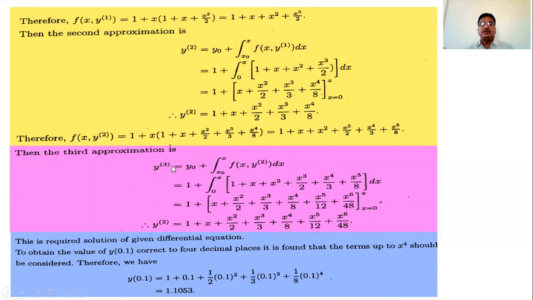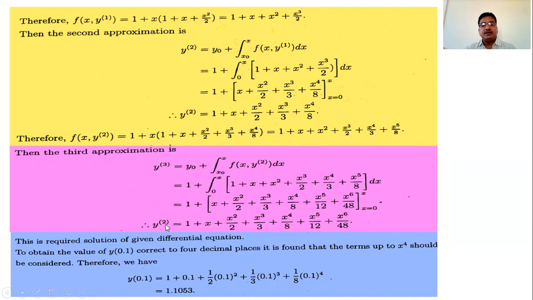If you have to find the third iteration, then find f(x,y2), because the formula for the third iteration is y3 equals y0 plus the integral from x0 to x of f(x,y2) dx. This f(x,y2) is 1 plus x into y2, where y2 is this. Substitute it here and integrate, with lower limit 0 and upper limit x. Substituting x as x and then x as 0, we have the answer, and this is the required solution of the given differential equation.